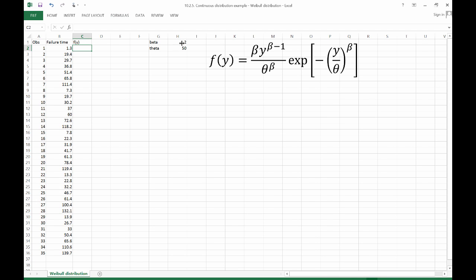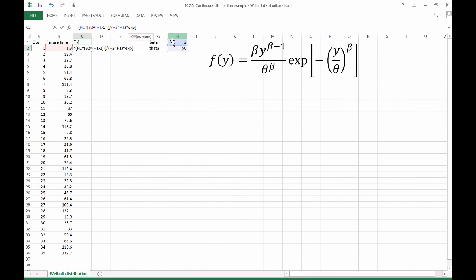We've got beta times y raised to the beta minus 1. Okay, and we should probably put a paren here and here. And you can never be too cautious with your parentheses in Excel. Then we're going to divide that by theta to the beta. Okay, so we've got that out front.